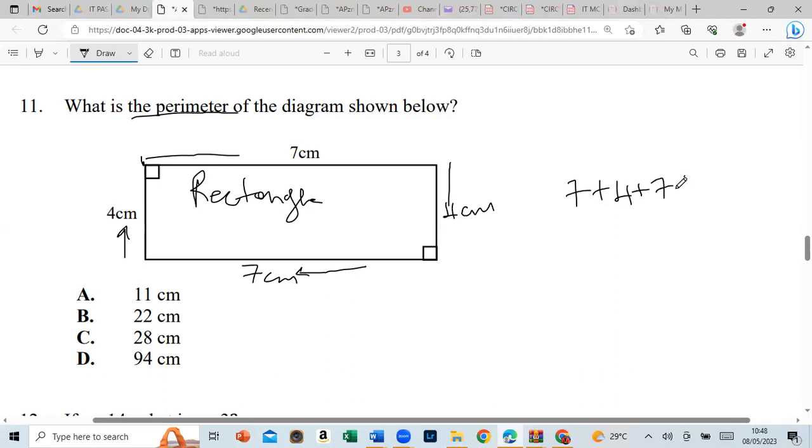And we do mix up perimeter with area. Area is the total number of squares. So that gives us 22 centimeters. And notice it's not squared, it's the length around the entire rectangle.